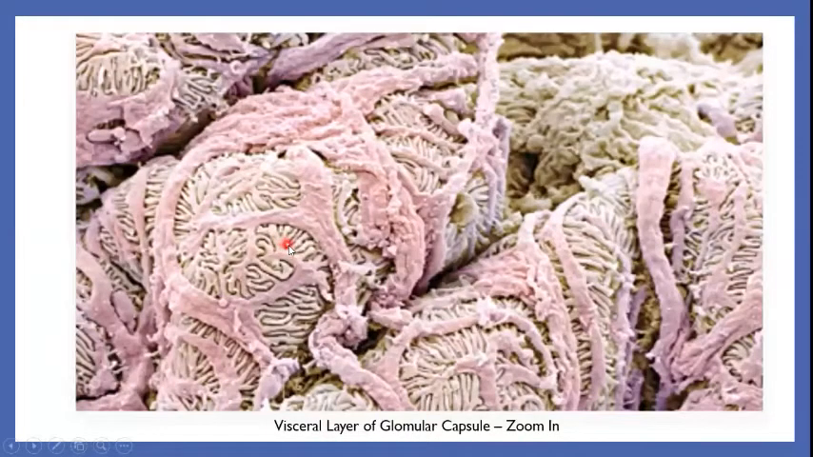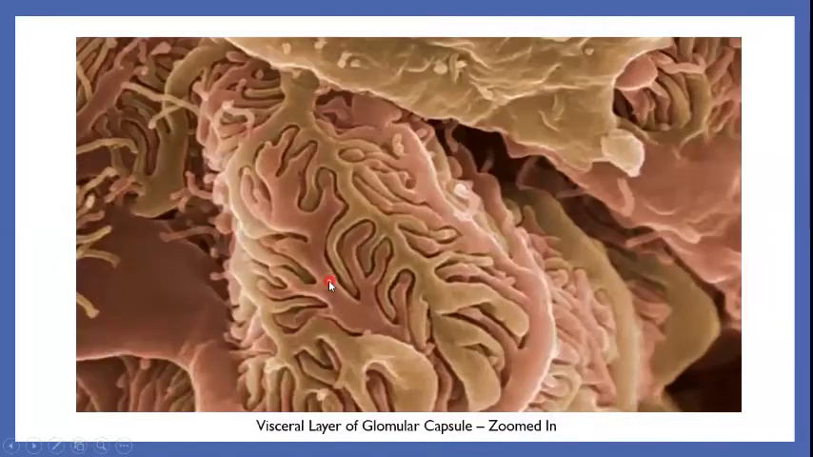Here's a close-up view showing us all those little, almost feather-like extensions. You can see that the filtration slits are pretty small and don't allow a lot of filtrate to come through. Here's an even closer view of the visceral layer.